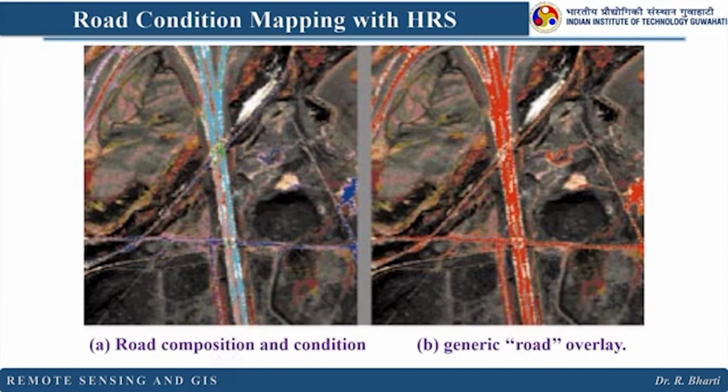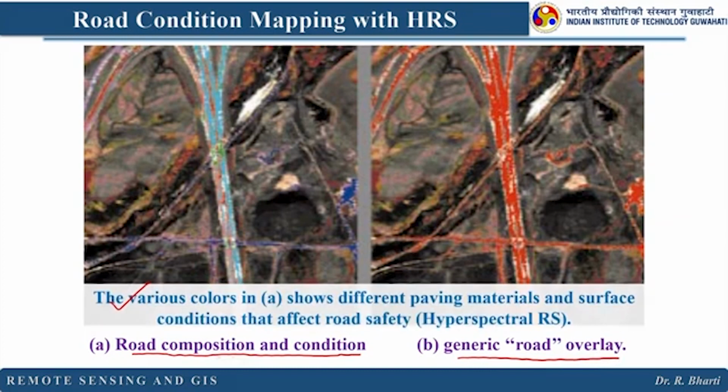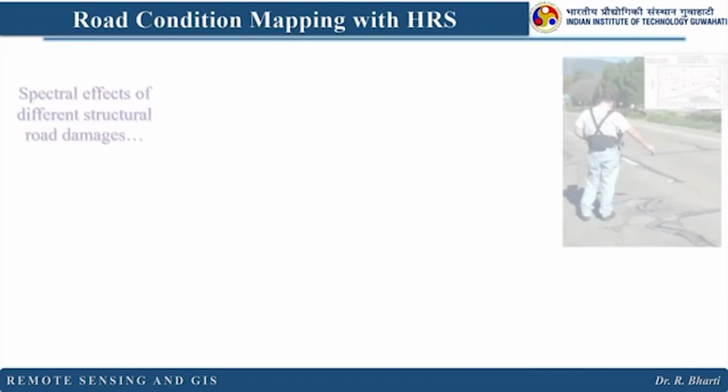So, here you can see the A, which is this one. It says road composition and condition, B is generic road overlay, right. The various colors in A show different paving materials and surface conditions that affect road safety. So, this is from hyperspectral remote sensing, right.